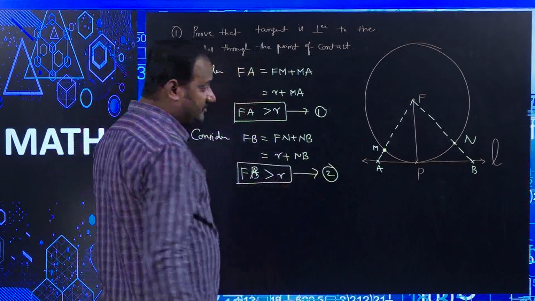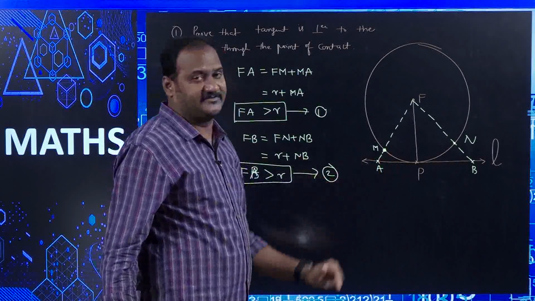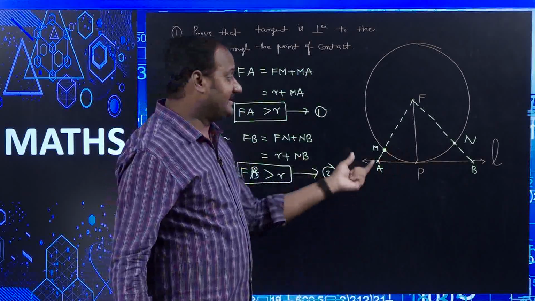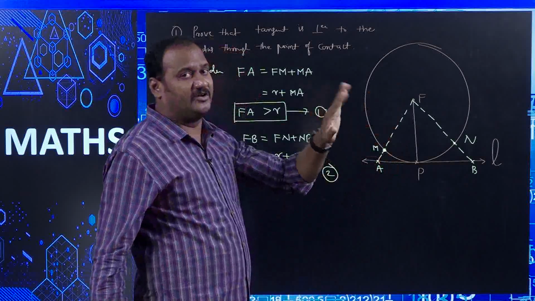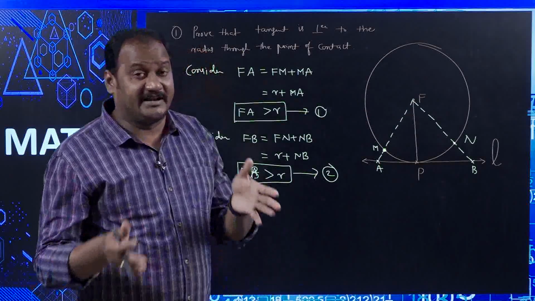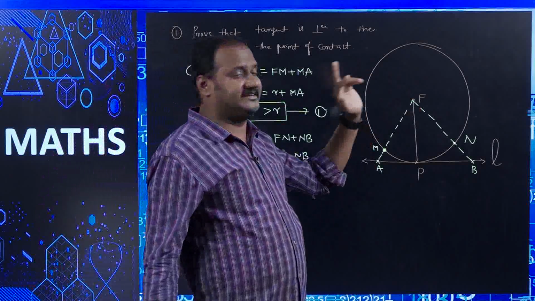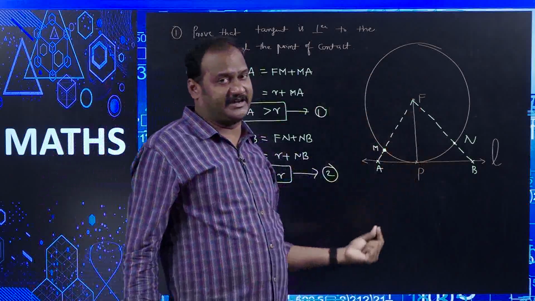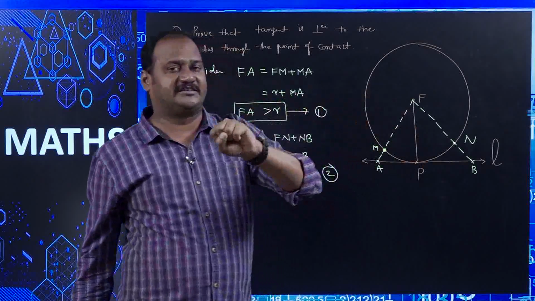It means if you take any point on the tangent except the point of contact, that line segment joining the point to the center is always more than the radius. Always more than the radius means what? The radius is the shortest distance from the center of the circle to the point of contact. Therefore, the radius is the shortest distance.